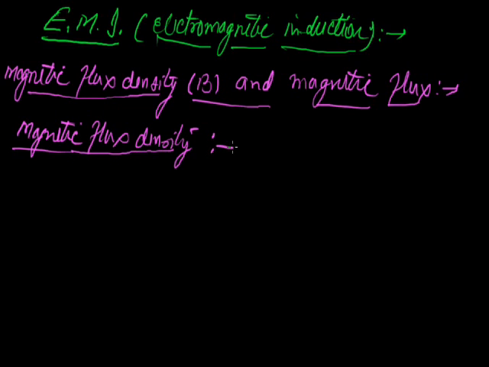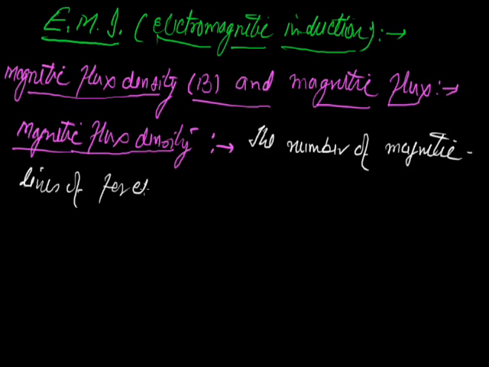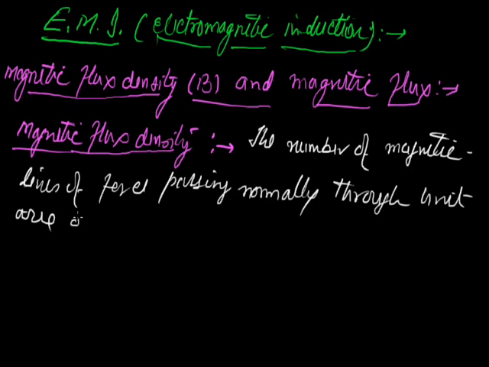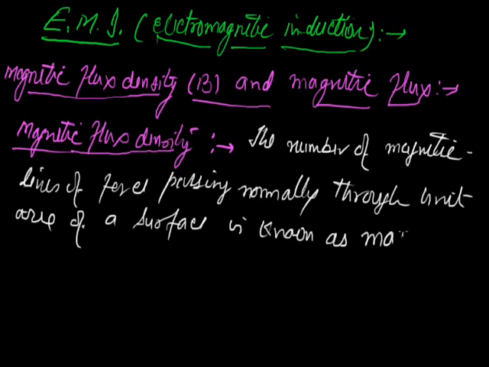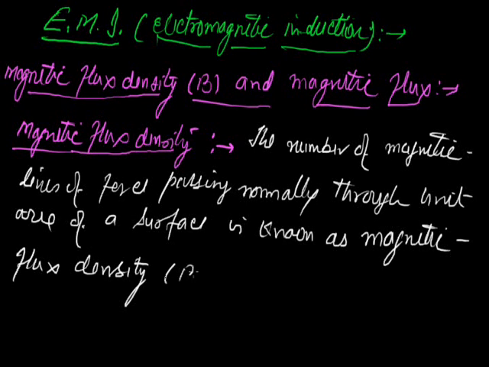The number of magnetic lines of force passing normally through a unit area of a surface is known as magnetic flux density or magnetic induction, same thing, magnetic flux density or magnetic induction, that's B.